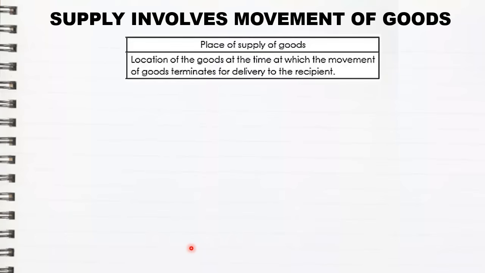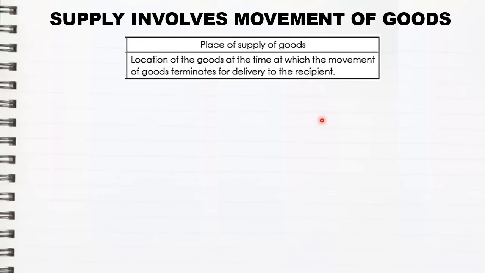The very first rule is supply involves movement of goods. Movement of goods basically means from one place to another place. If the goods have been moved, then how is the place of supply determined? The place of supply of goods will be determined based on the location of the goods at the time at which the movement of goods terminates for delivery to the recipient. Meaning, when the goods finally reach, that place will become your place of supply.